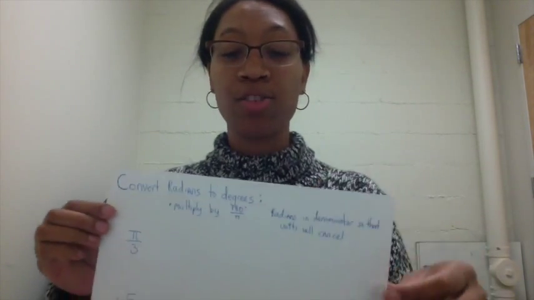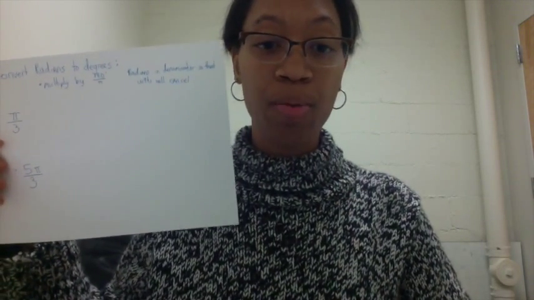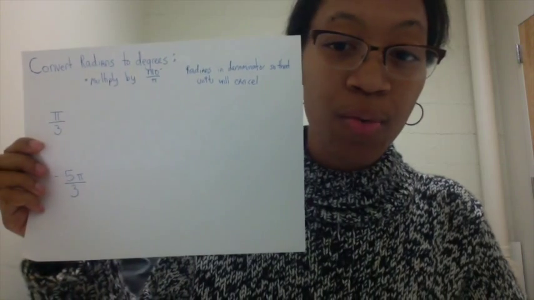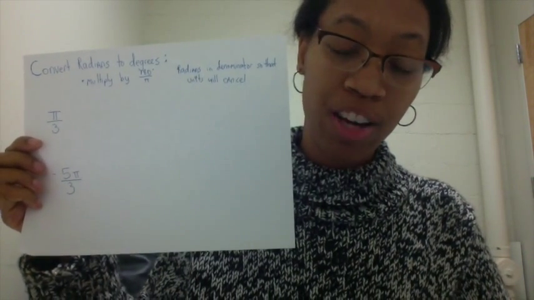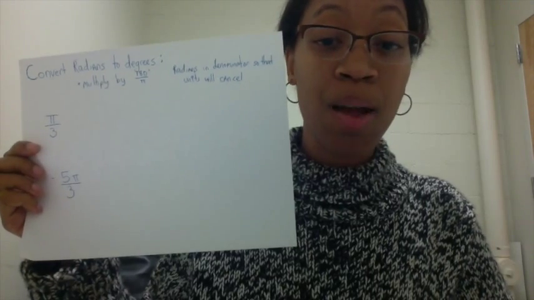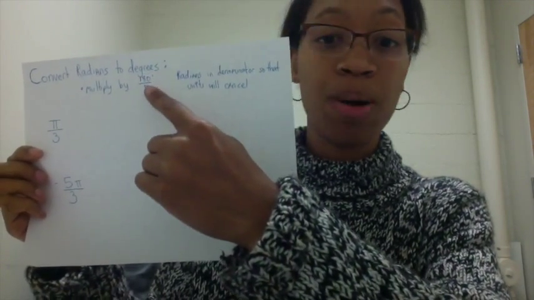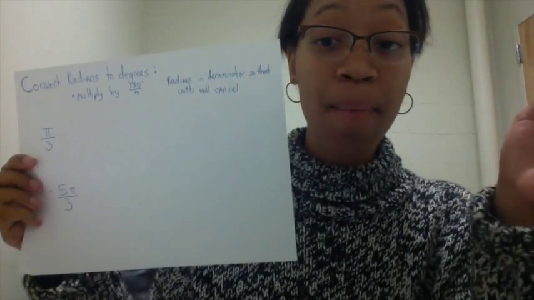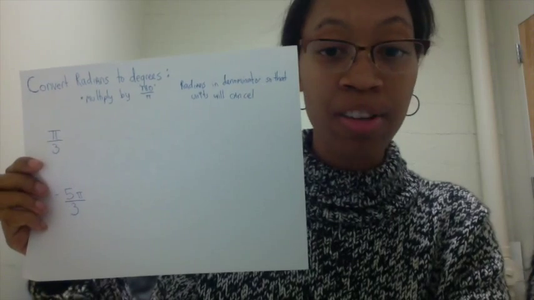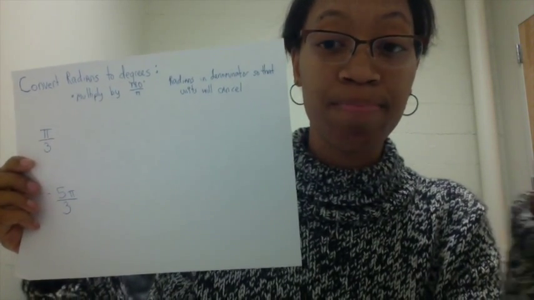Now let's see if we can convert from radians to degrees. In order to convert from radians to degrees, we need to multiply by the reciprocal of that fraction. So this time we're going to multiply by 180 over pi. The pi is in the denominator this time. That means that the pi, the radian part, is going to cancel out, and what we'll have left is degrees.